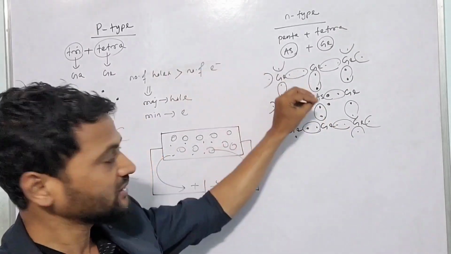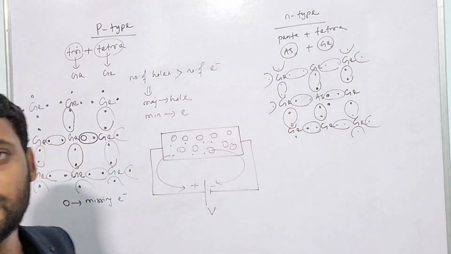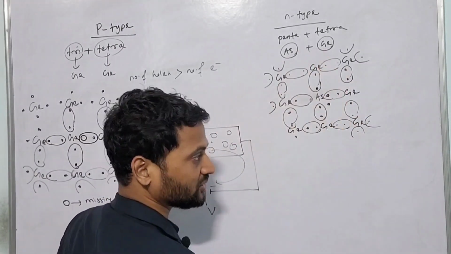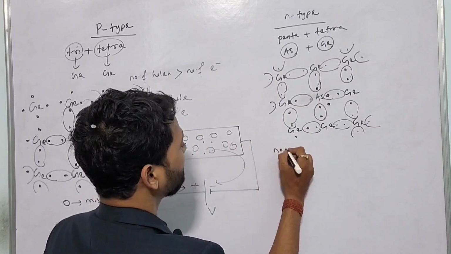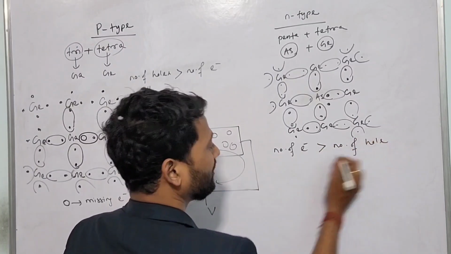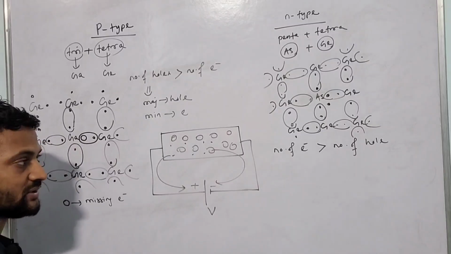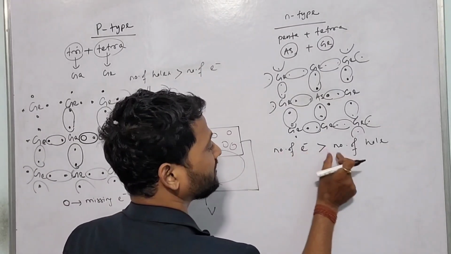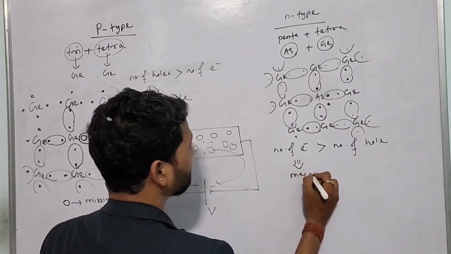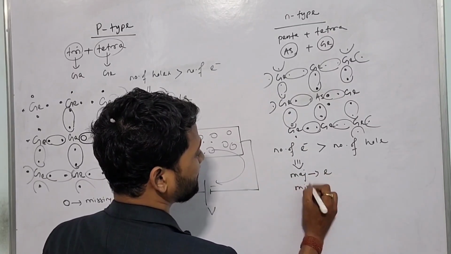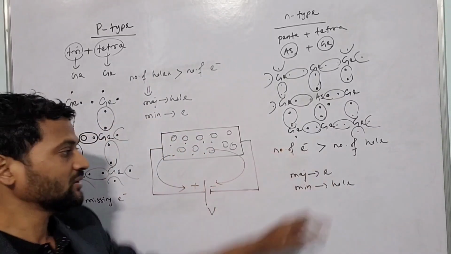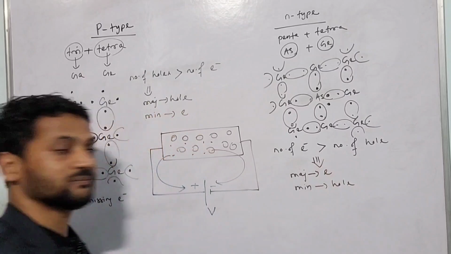So a sample of arsenic will have a million arsenic atoms. That will form a million free electrons. So the number of electrons per unit volume will be more than the number of holes, or you can say electron density will be more than hole density. Most important point, the number of electrons will be more than the number of holes per unit volume. Here the majority charge carrier is electron and the minority charge carrier is hole.